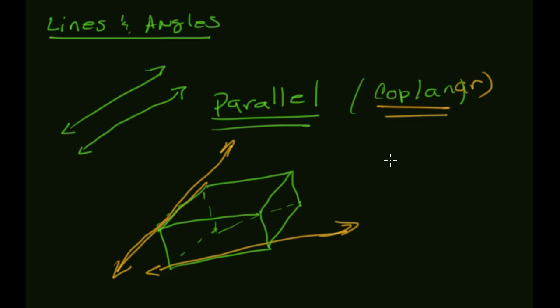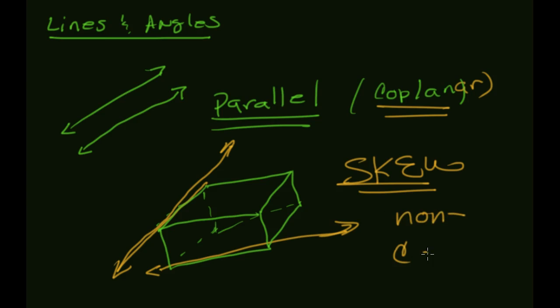Right, coplanar, there we go. So what we call these lines is skew. It's a great little word, skew, which just means that they are non-coplanar. All right, so there's parallel, there's intersecting, and then there is skew, which are non-coplanar lines. And because they're non-coplanar, we also know that they're not going to intersect. Okay, so two lines either intersect, they're parallel, or they're skew.